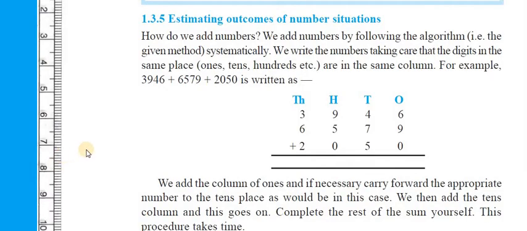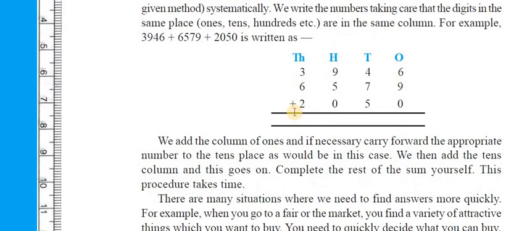See here what they are giving: estimating outcomes of number situations. How do we add numbers? We add numbers by following the algorithm, nothing but the given method, systematically. We write the numbers taking care of the digits in the same places, meaning ones, tens, hundreds. According to the place we will place the numbers, right? So for example, 3946 plus 6579 plus 2050 is written as follows. Based on the place values we have written it.